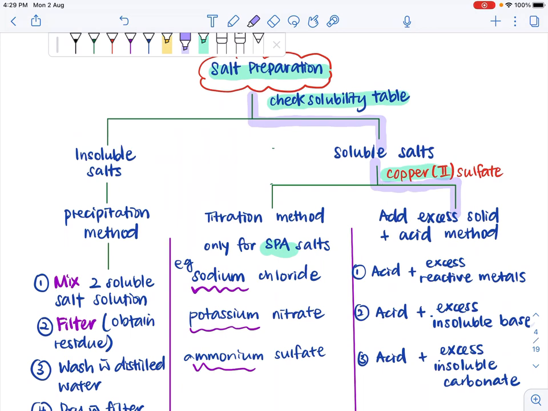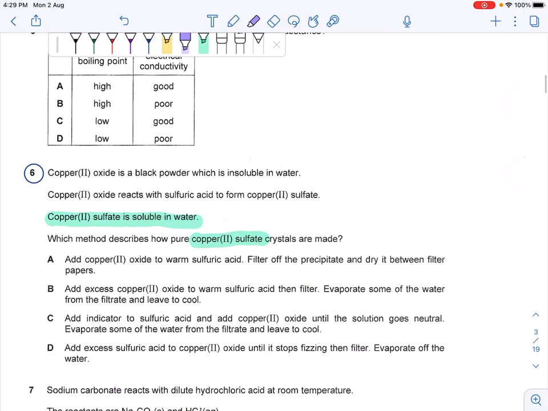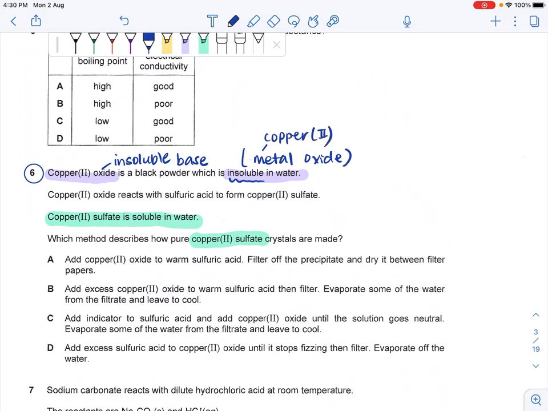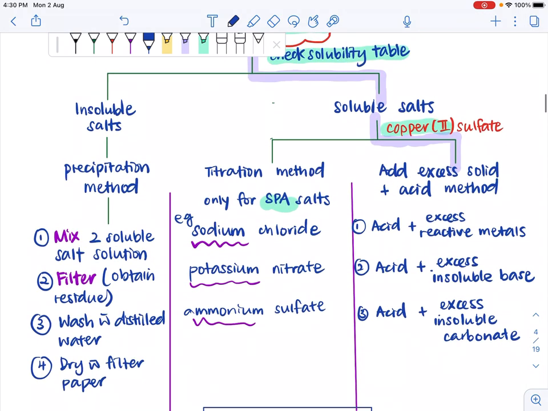If you look at the question again, it started off with a black powder, which is copper 2 oxide, which is insoluble in water. So this is actually an insoluble base. How do I know it's insoluble? Insoluble in water. How do I know it's a base? Bases are metal oxides. Copper 2 is the metal and oxide, so copper 2 oxide. So we are looking at the preparation method of acid plus excess insoluble base.